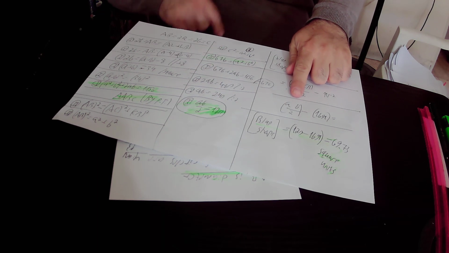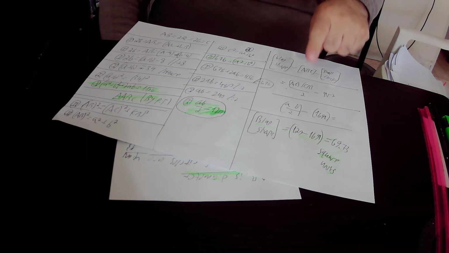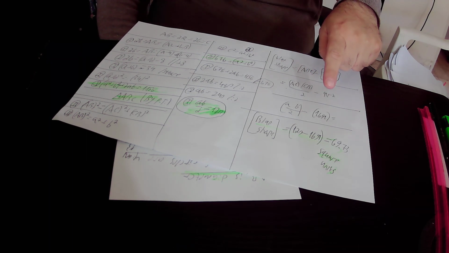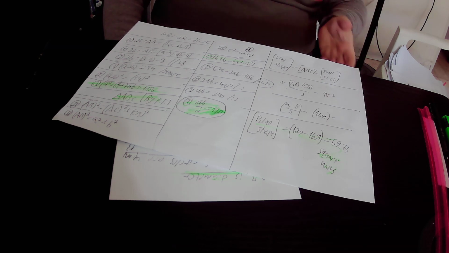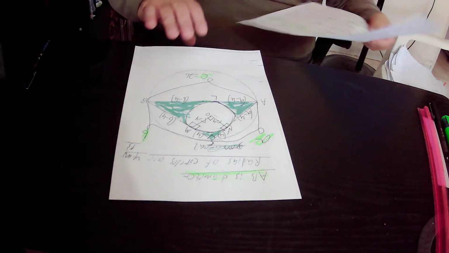We did it and we got that the area of the blue shape in conclusion equals 120 minus 16 pi square units, so in terms of numbers, it is equal to 69.73 square units. We finished with the first question, then I presented to you the second question, and we solved the second question in 3 different methods.